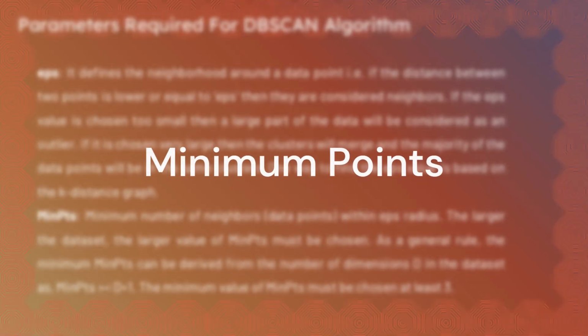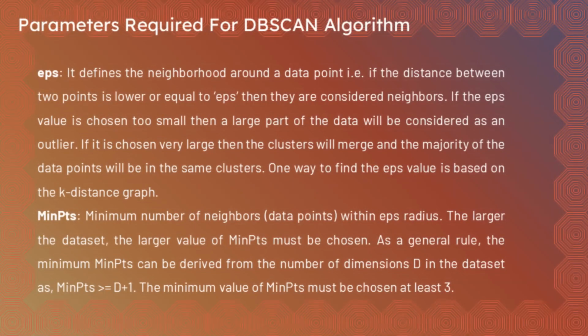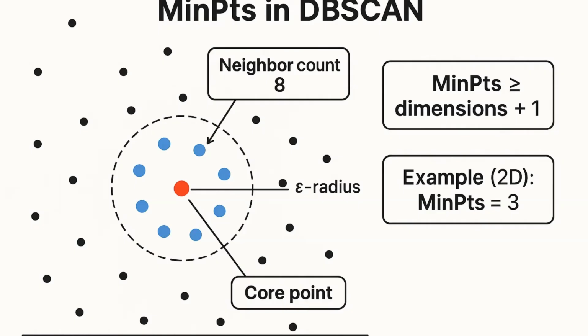Next is minimum points, which is the minimum number of neighbors a point must have to be considered a core point. The larger the dataset, the larger this number should be. A general rule is minimum points should be greater than or equal to the number of dimensions in the data plus 1. So, if you have 2 dimensions, the minimum points value should be at least 3.